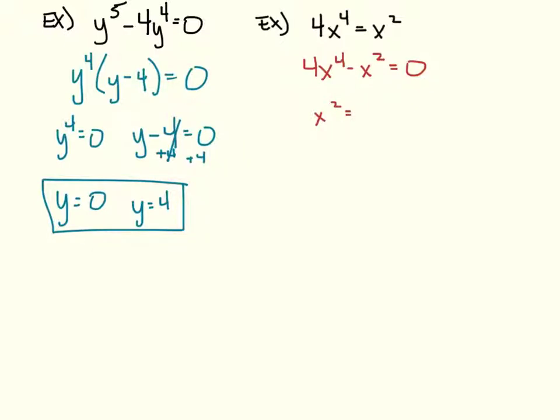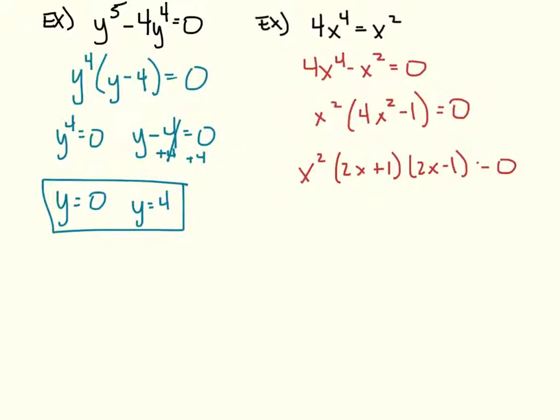Whoops, why did I write an equal sign? So we have x squared times 4x squared minus 1 equals 0. All right, 4x squared minus 1. I'm looking at this, so I have to think, well, this looks like difference of two squares. Is 4 a perfect square? Yep. Is 1 a perfect square? Yep. So I'm going to take the square root of each of those. So I still have an x squared hanging out. The square root of 4x squared is 2x, and the square root of 1 is 1. So I'm going to do 2x plus 1 and 2x minus 1 equals 0.